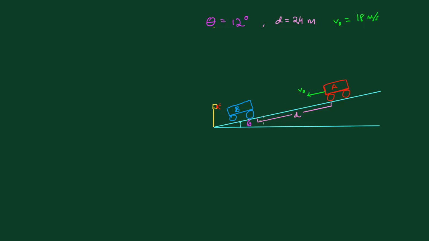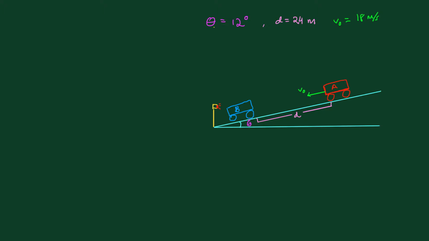And what we're provided is that the distance between car A and car B at the instant that the driver of car A steps on the brake is 24 meters. We're also provided the angle of inclination of the hill that car A and car B are on. So theta is equal to 12 degrees. And we're also given the initial speed at which car A was traveling just when the driver decided to slam on the brakes. So v0 is equal to 18 meters per second.